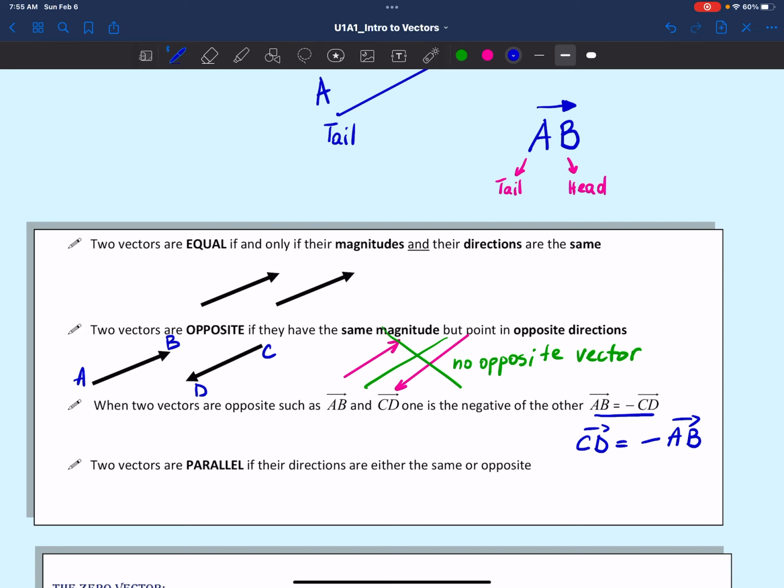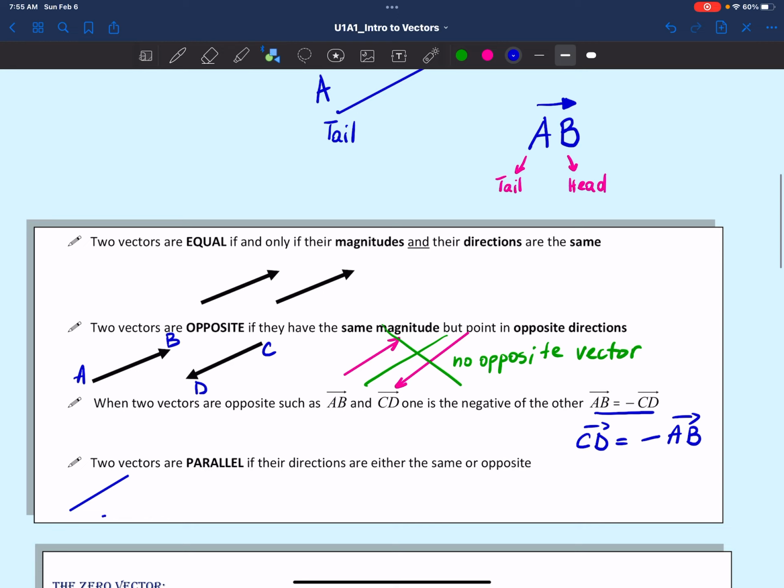Now, two vectors are parallel if their directions are either same or opposite. So here are some examples. So here is one and here is another. So these two are two parallel vectors. They're going the same direction. Magnitudes are different. They're still parallel.